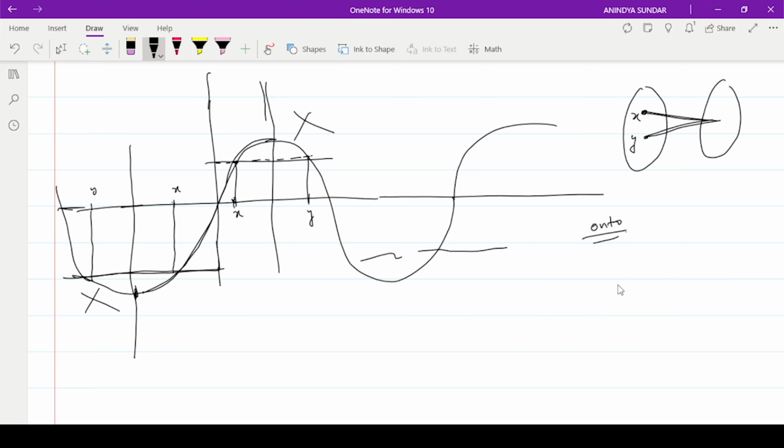Okay, now for the onto case, what is the range of sine? The range of sine is -1 to 1. And what was my codomain? My codomain is R. So naturally, to make this sine function an invertible function, I need this function to be onto. That means I somehow have to set my codomain as -1 to 1. I have to set it.